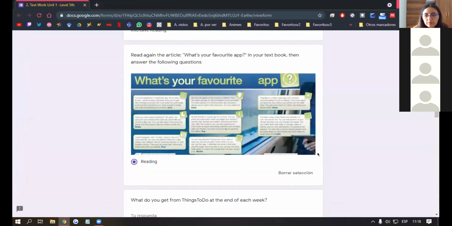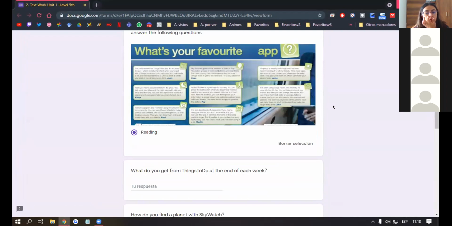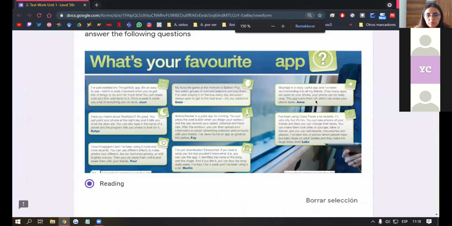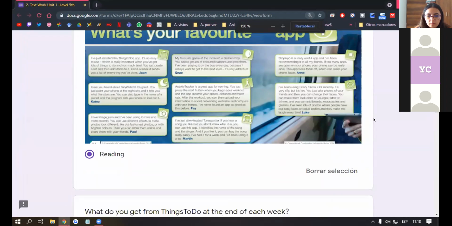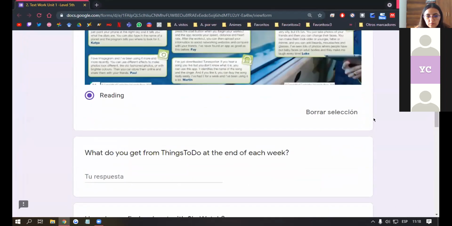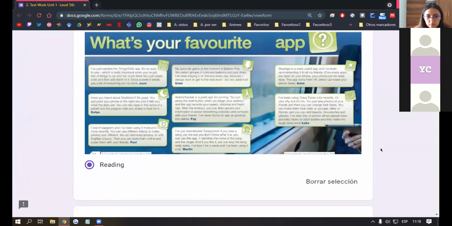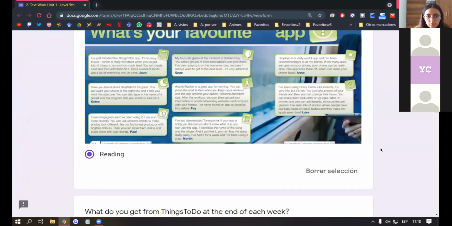Listo. Ahí está la pantalla. Tal vez le puedes hacer un poquito de zoom. Listo. La primera pregunta dice, what do you get from things to do at the end of each week? ¿Qué es lo que nos da la aplicación esta de Things to Do al final de cada semana?